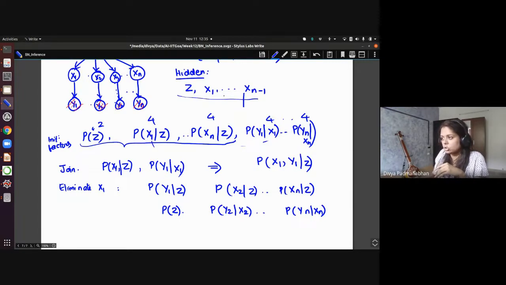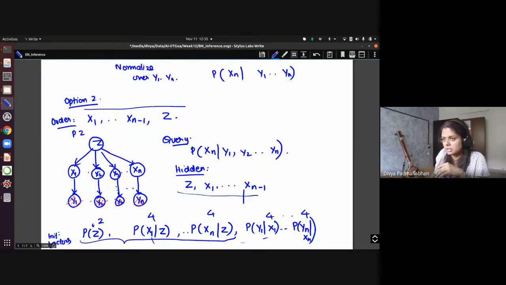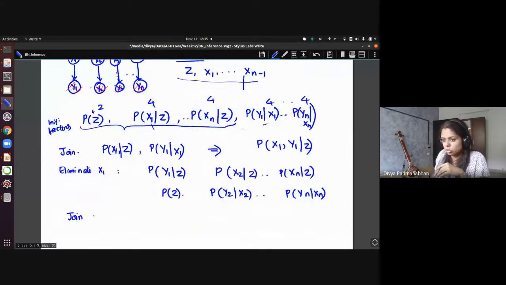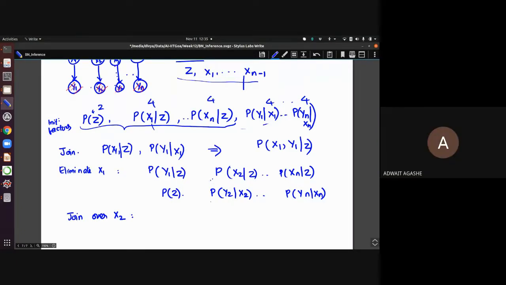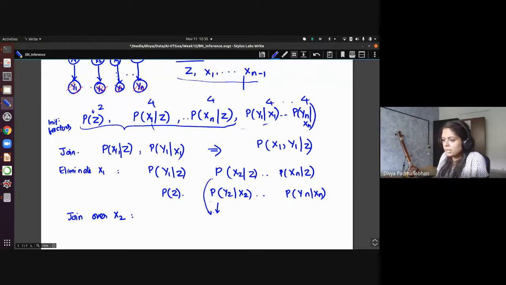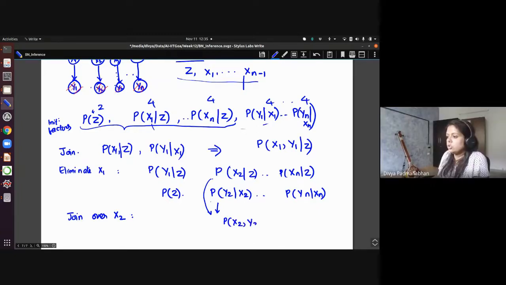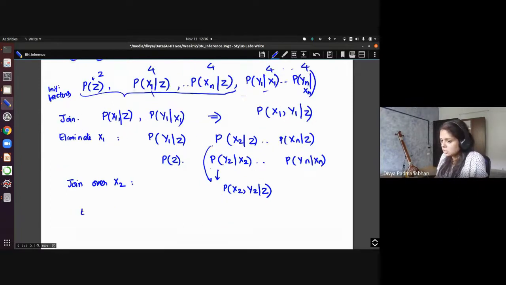Maybe the next one is to take x2, right? This is the order that we fixed, x1 to xn minus 1 and z. So now if you do a join over x2, what is the new factor you get? Which are the tables that you merge? P of x2 given z and p of y2 given x2. Basically these two, right? And what do you get? P of x2 y2 given z, and all others remain the same. And finally, you're going to do an eliminate of x2.